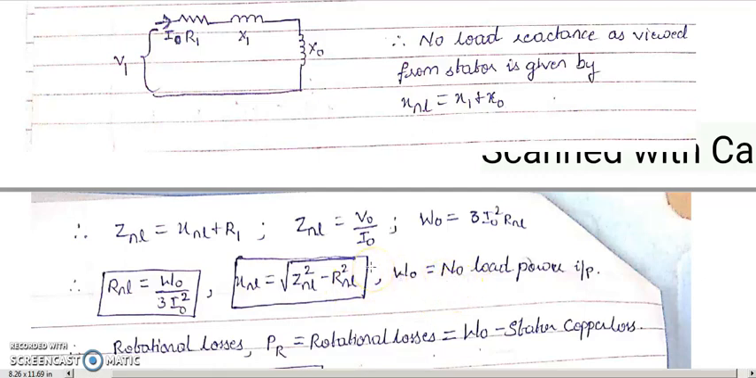So by this method we calculated the no load reactance, no load impedance, no load resistance, as well as the no load power input. By having the values of I0 as well as RNL, we can easily calculate W0. Otherwise, you can connect a wattmeter there, which directly reads your no load input.